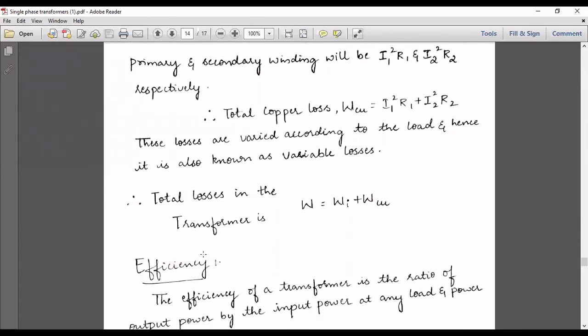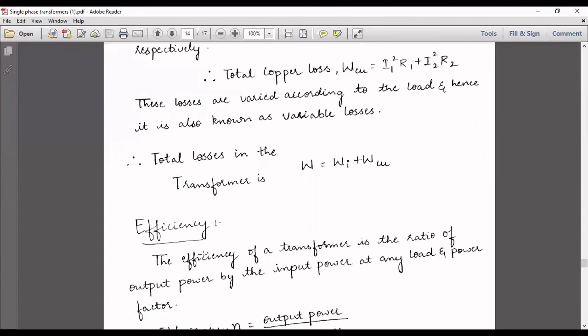So the total losses in a transformer are given by WO, which is equal to WI plus WCU. This is one form of representation which can be used. That is, WO is equal to WI plus WCU. The other representation can be P is equal to Pi plus PCU, where P is the total power loss, Pi is the total iron loss, and PCU is the total copper loss. Or else the other form is W is equal to Wi plus WCU. So this is about the losses in the given transformer.